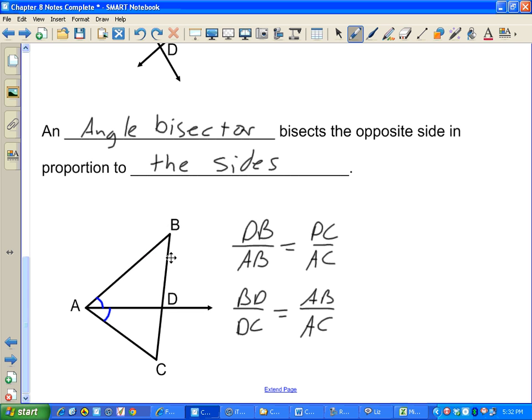Okay, so these pieces are related because they're both on this side of the angle bisector. Or you can relate these pieces to each other because they're part of the same line, and these are related to each other because they're both sides. All right, so let's look at some problems that'll be similar to what you'll be expected to do.